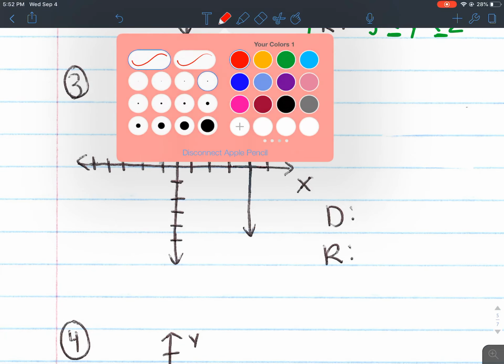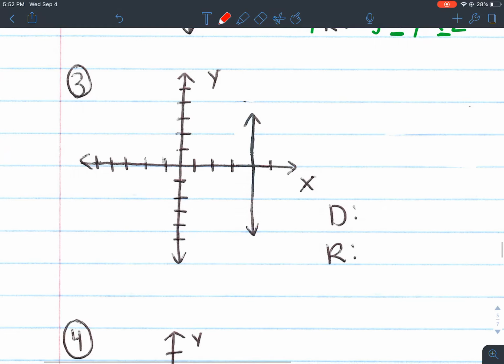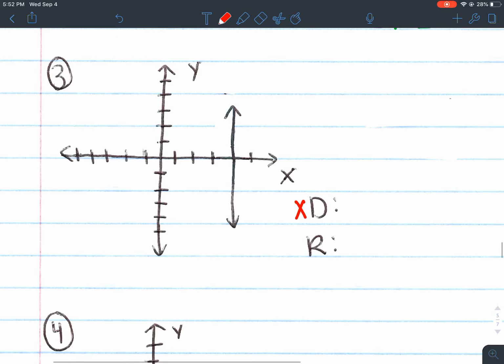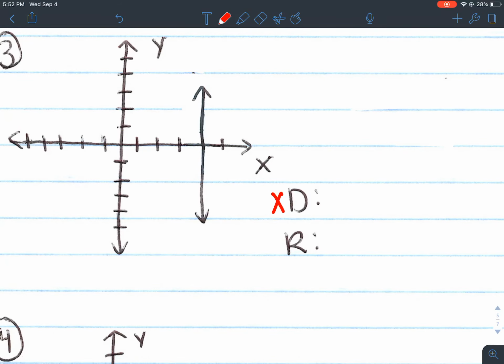All right, number 3 is a little bit different. Here we have arrows, and it's also a vertical line, so it's a little bit different. Domain is still x, though. So let's look. Let's start at the left. As I go from the left, the first x value I hit is at 4. Well, from the right, it's also 4, right? So it's only 4. My x value is only 4. So if it's only 4, then I'm going to say x equals 4.